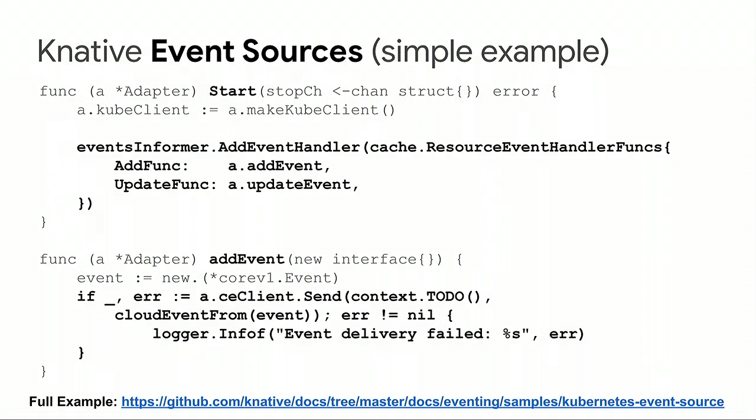But the only things it really cares about: it sets up the control plane. It basically uses the Kubernetes client and says, I want to start watching for Kubernetes events, and when those events happen, please call this little function for me. That's the add event function there. The only thing that function has to do is take that, wrap it up in a cloud event, and ship it off to the broker, and you are done. So that is a pretty simple one to do.